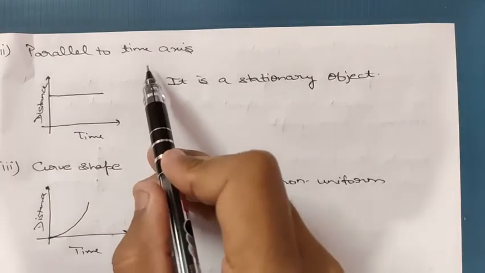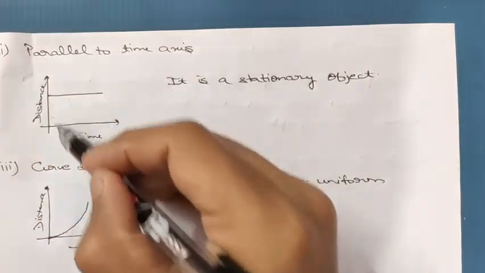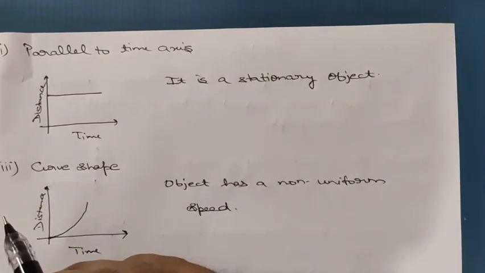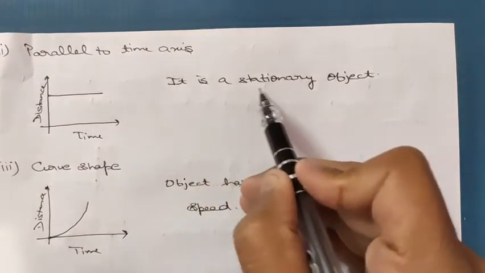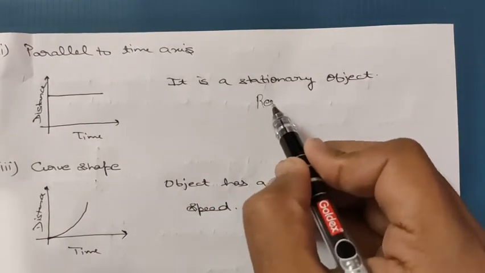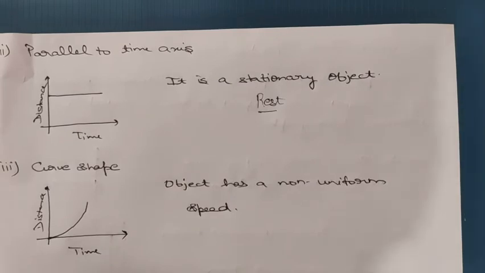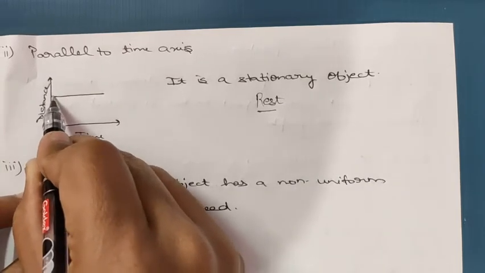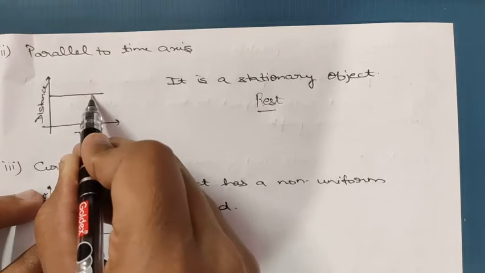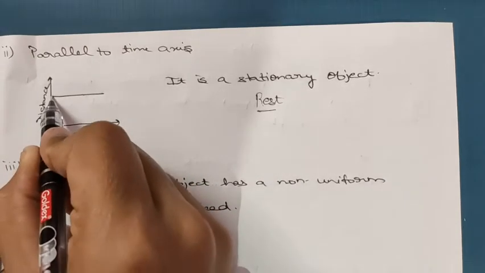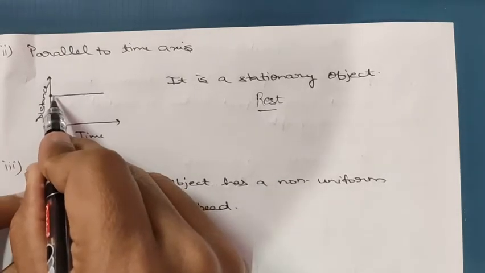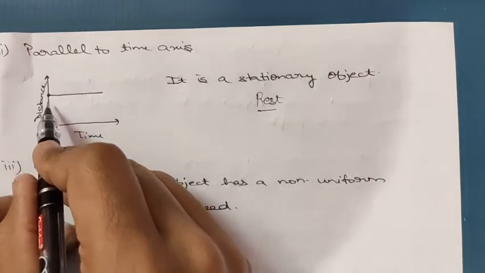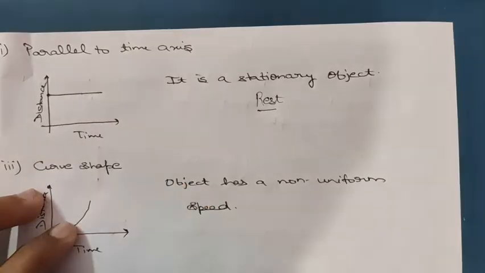The second one is when the graph is parallel to the time axis. Now we have taken distance over here and time over here. The graph is like this, parallel to the time axis. What does it signify? It tells that it is a stationary object, or it is at rest, meaning the object does not move. You can see the time is changing. If I move along this line, is the time changing? Yes. But is the distance changing? No. The distance is fixed. After some time the distance is the same, and after another while the distance is still not changing. So we can say the object is not moving; it is in the rest position. It is a stationary object.